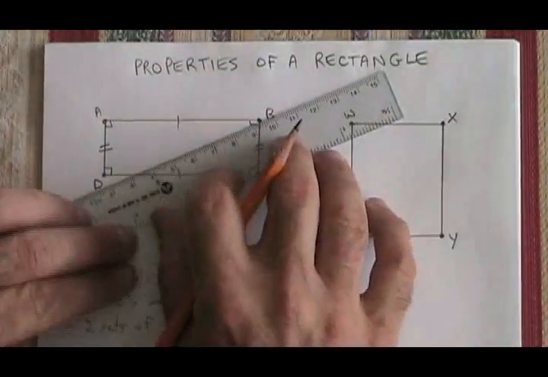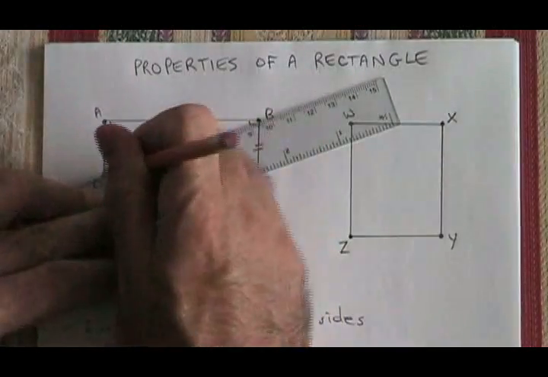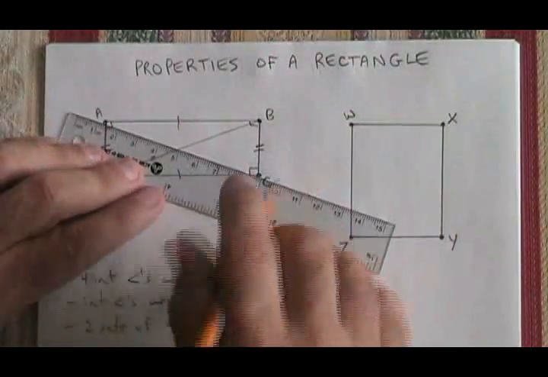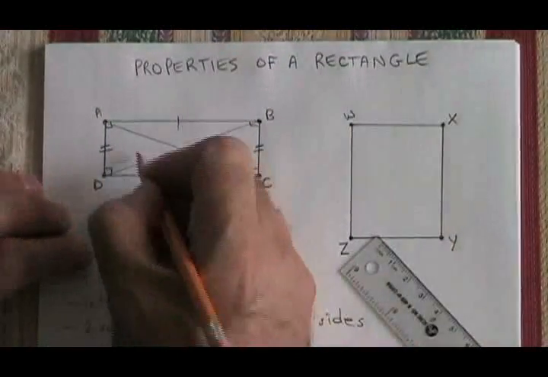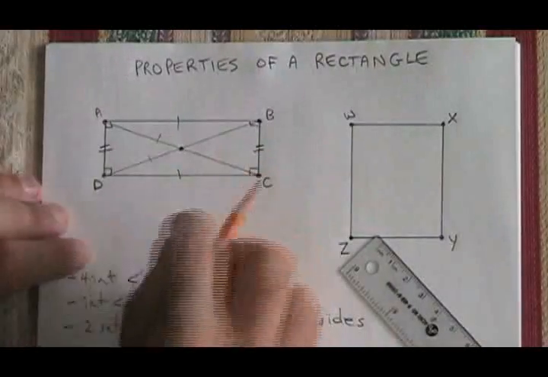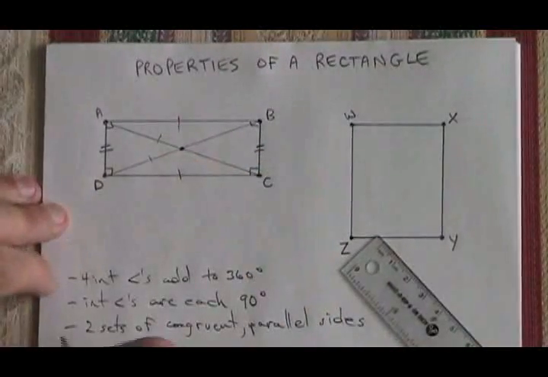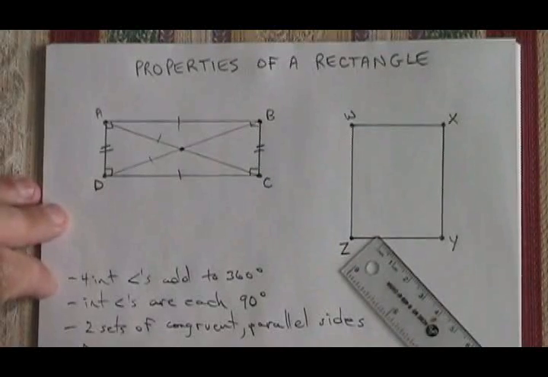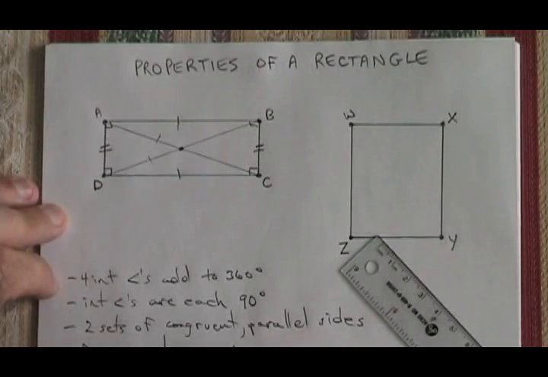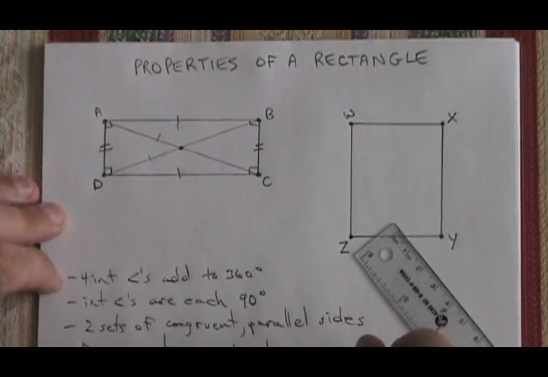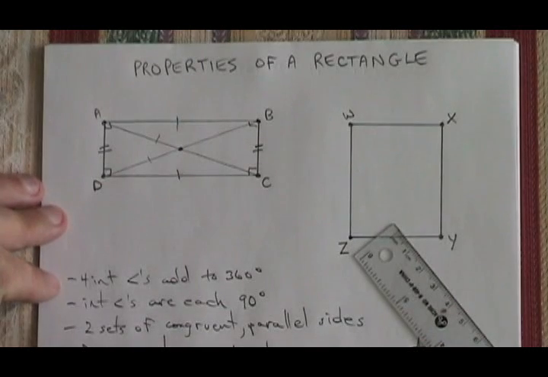The diagonals of the rectangle, which I will draw now, are not perpendicular, but they are congruent and they intersect at the midpoints. So this is a midpoint. Diagonals are not perpendicular, but they are congruent and intersect at their midpoints.